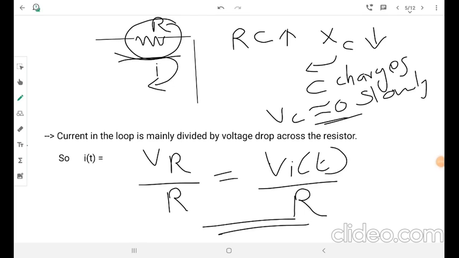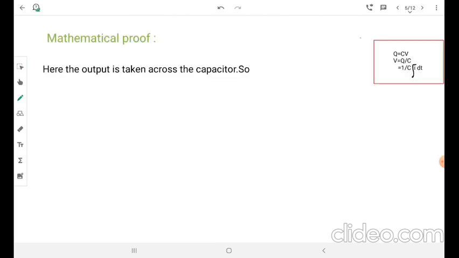Then we can go through this mathematical proof. We said that an RC low pass circuit works as an integrator if it satisfies the condition that the time constant RC is very much high. We have to prove it mathematically. See here. We know that the voltage is taken across this capacitor. So we can write V out equal to VC.